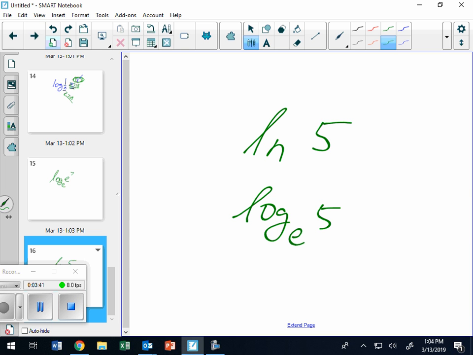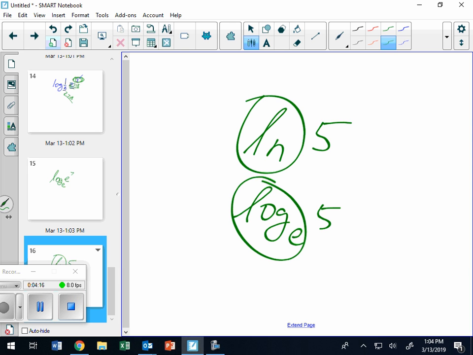Do I know what that is? Not off the top of my head, but I could use the calculator. Do you know what button I would use? There's not a log base E button, but there is an ln button, and you'd hit ln 5. And it means log base E of 5. There, you know about all you need to know about the E. It's just a different base. It's a number like pi that goes on forever. And the main thing is that you know that ln and log base E mean the same thing.